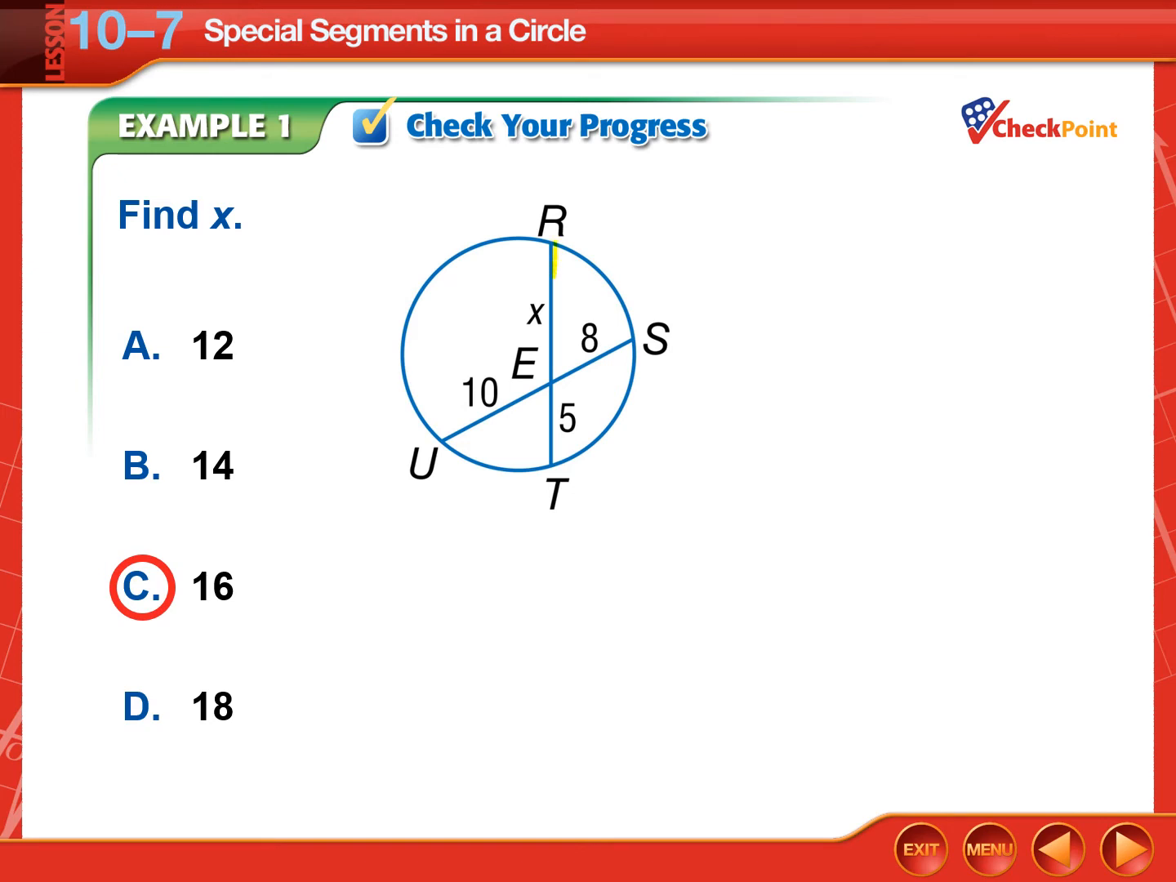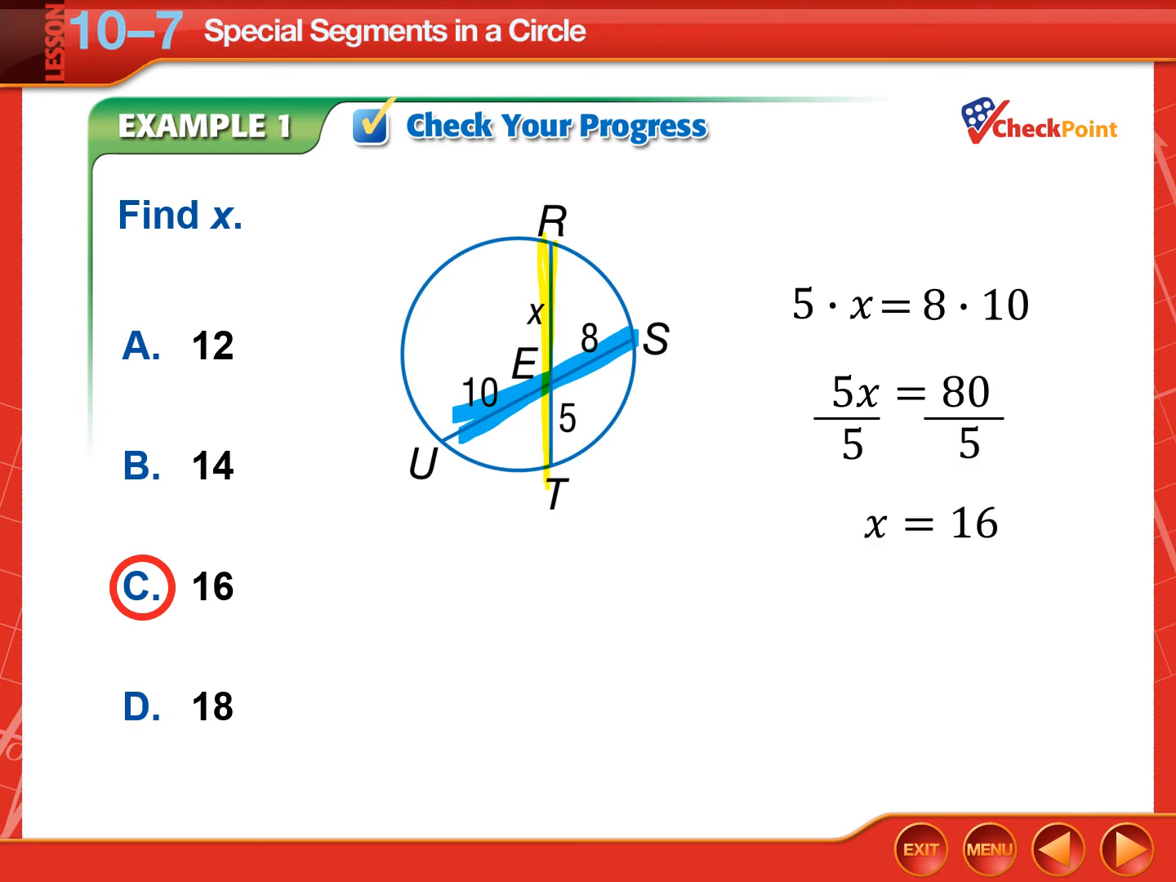So we know x and 5 are on the same line, so that should be my first thing I work with. And then I also know that 8 and 10 are on the same line together, so I need to multiply those two together. 8 times 10. So I get 5x equals 80. I can divide by 5 to get x by itself. And so I get x equals 16.